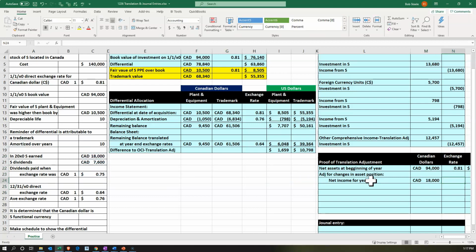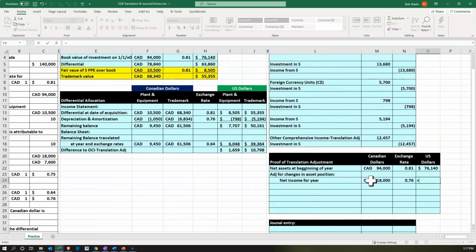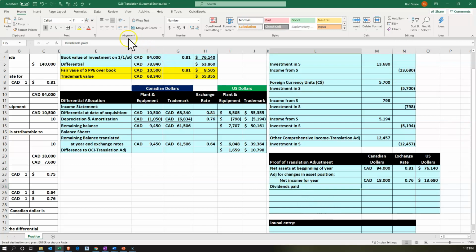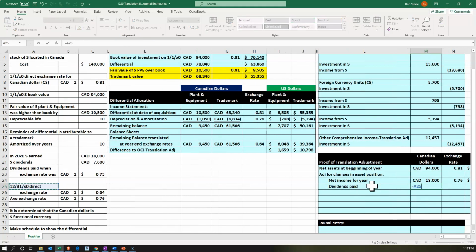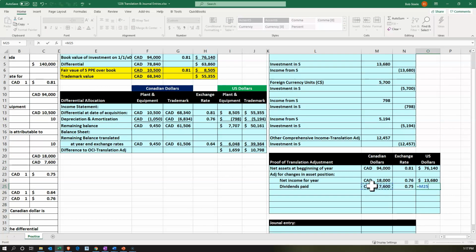We're going to convert it, but this time we're using the average rate because we're talking about the income statement now. Multiplying this out, we're picking up the 18,000 times the average rate, giving us 13,680. Then we've got the dividends, which are our other adjustment. The dividends, as we saw before, are in Canadian dollars. We're going to use the rate at the date the dividends were paid, that being 0.75. So we've got the 7,600 times the 0.75.